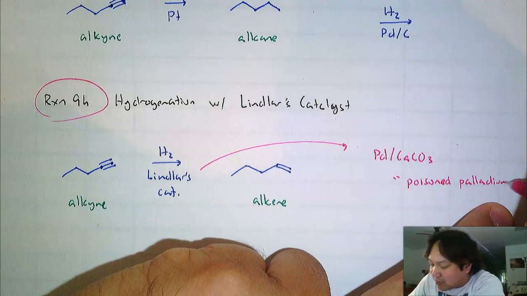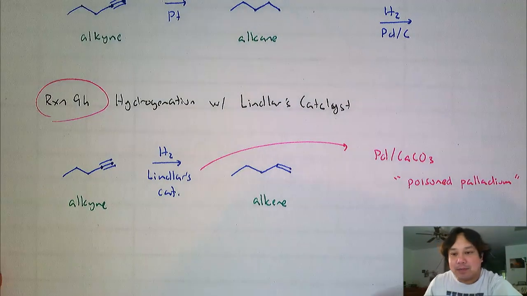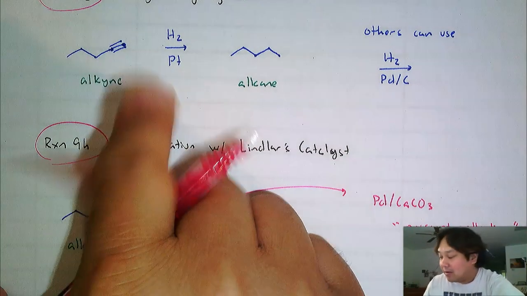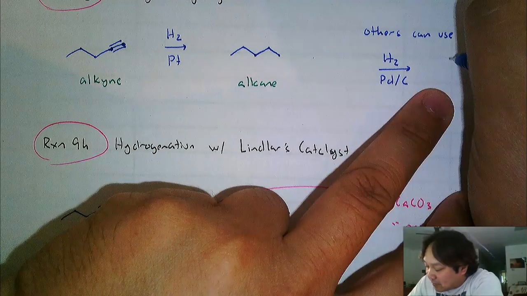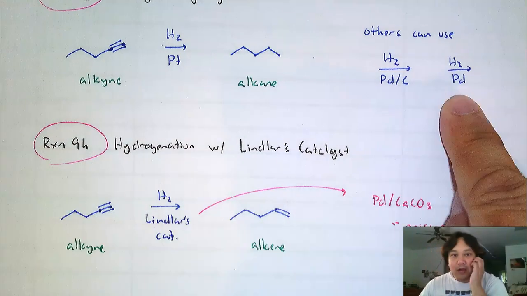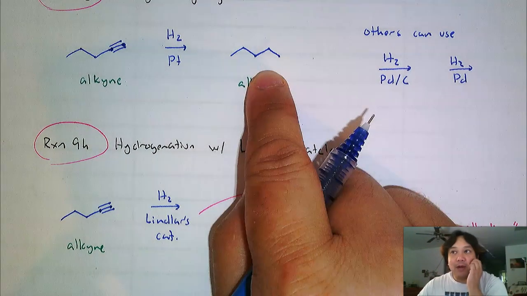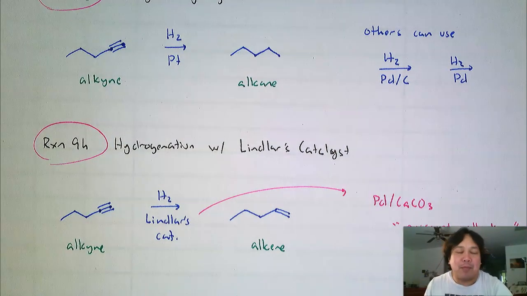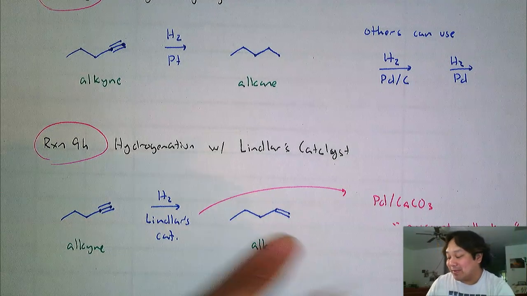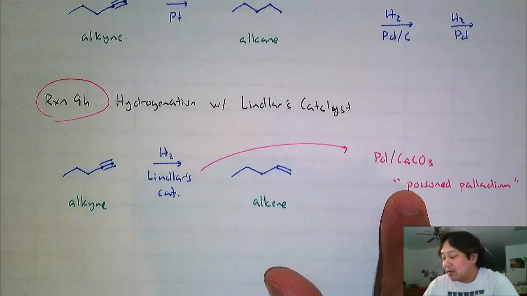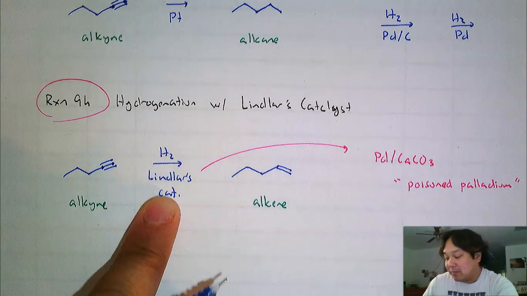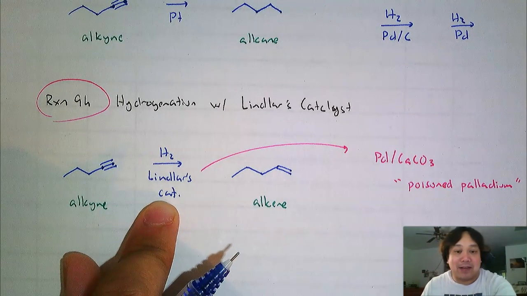Isn't that a cool name? Poison palladium? Because the palladium up here, this is platinum actually, but if you use just plain palladium metal, you will go all the way down to the alkane. But if you sicken it, if you make it a little less reactive, then you'll stop at the alkene by using what's called poison palladium. But the inventor, Lindlar, people just use his name, Lindlar's Catalyst.